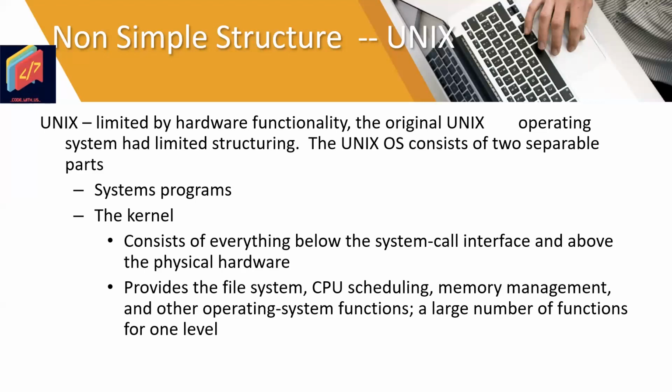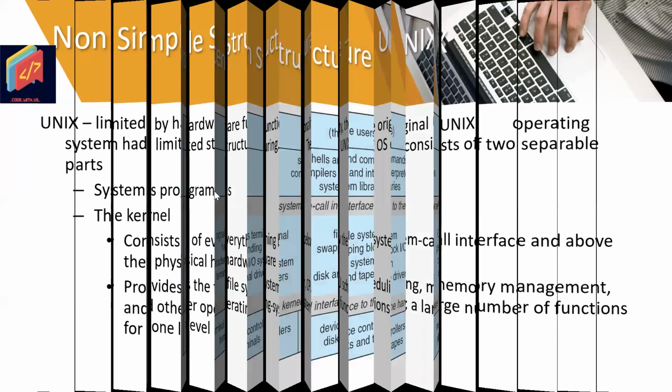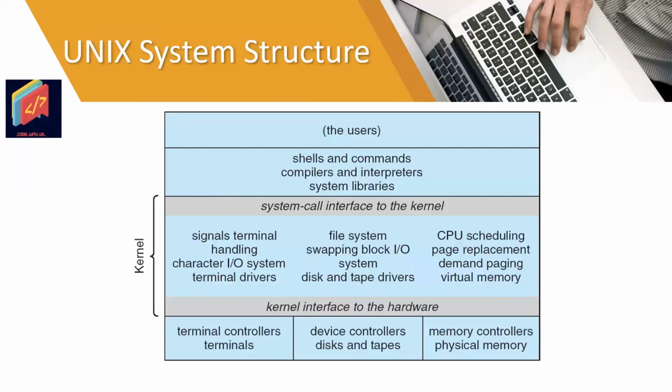So as we have seen, Unix has two parts. The OS consists of system programs and the kernel. And hello guys, let us continue with the system structures. This is the Unix system structure, which means this is the diagram for the more complex, non-simple structure.